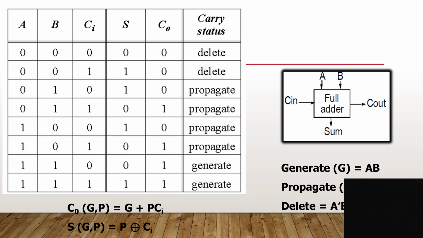The expressions for carry out as well as sum can be expressed in terms of the generate and propagate model. The carry out equals G plus P into Ci, where G and P are generate and propagate. The sum is also a function of generate and propagate, which is equal to P XOR Ci.